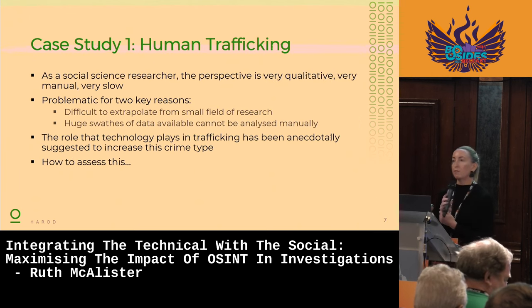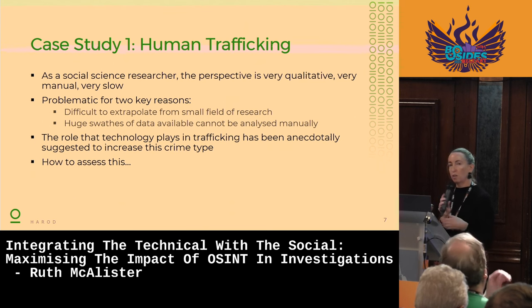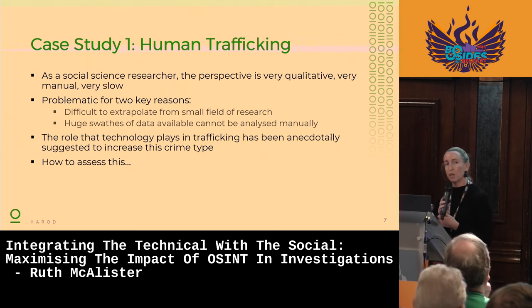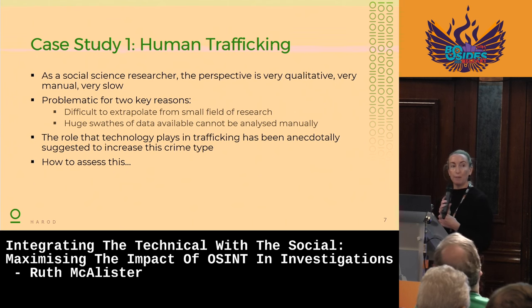So the first area I want to talk about, and I have a leg straddled in the university and a leg straddled within Harvard Associates whenever I do this work around human trafficking. Whenever I began this, as a social science researcher, from my perspective, this is very, very qualitative, very manual, and also very, very slow in terms of how I do this research and get my information. It's really problematic for two key reasons.